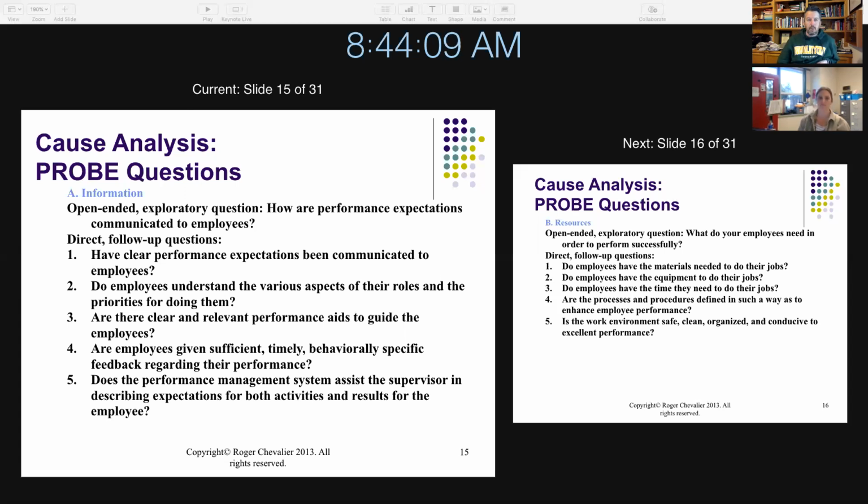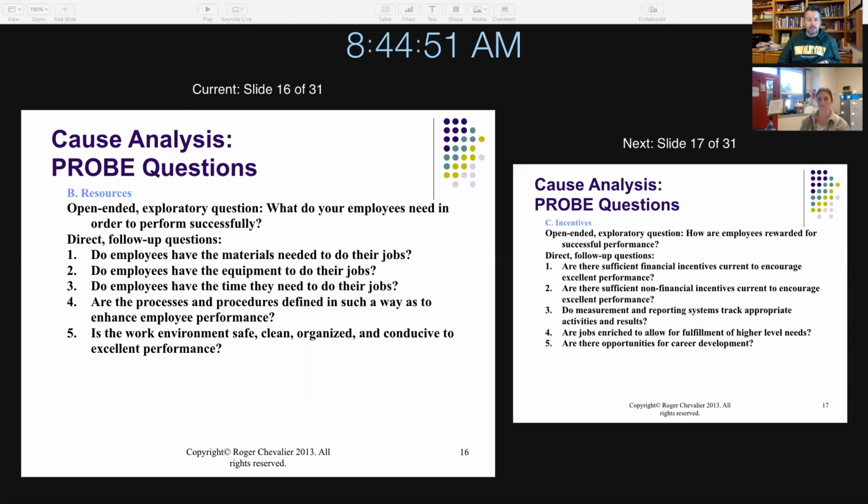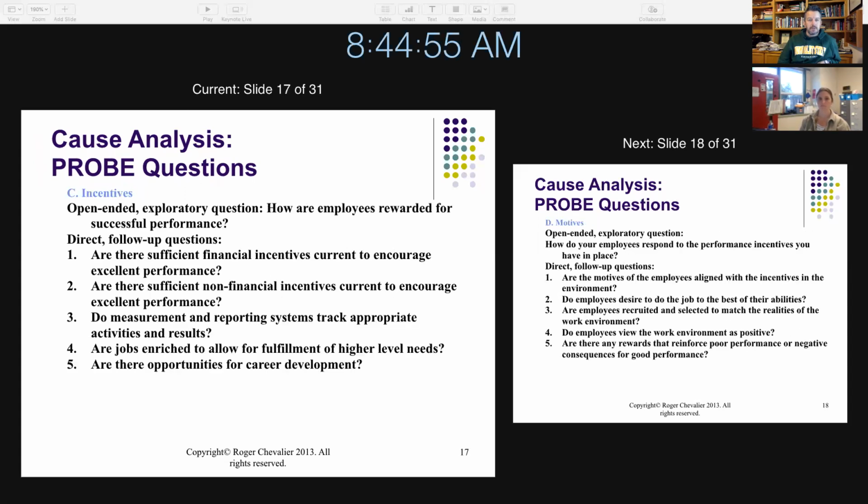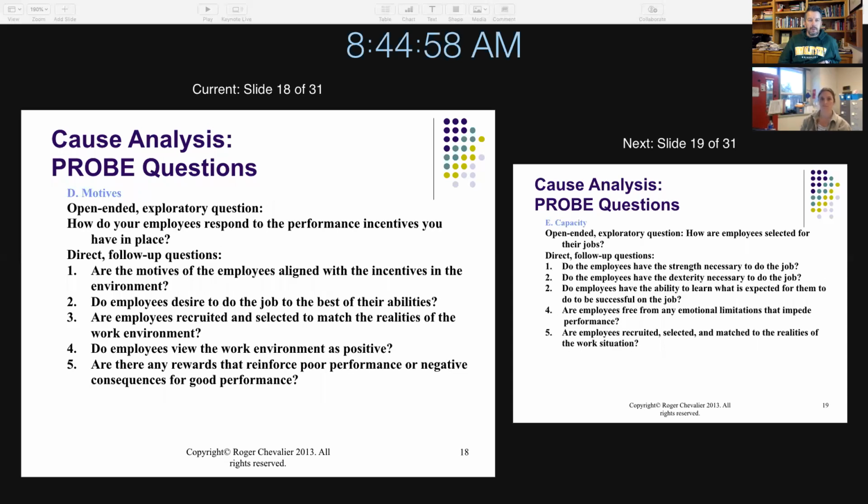So you see how these probing questions can get down to the more granular level of the information. The first open-ended question provides an opportunity for the person you're interviewing to bring in something you haven't asked about, or you're not going to ask about. It starts their thinking in the area. But then the direct follow-up questions really hammer down the points of what should be done in the workplace in terms of information. And you're going to have these questions for resources, incentives. So those three together are the environment, and the next three, motives.